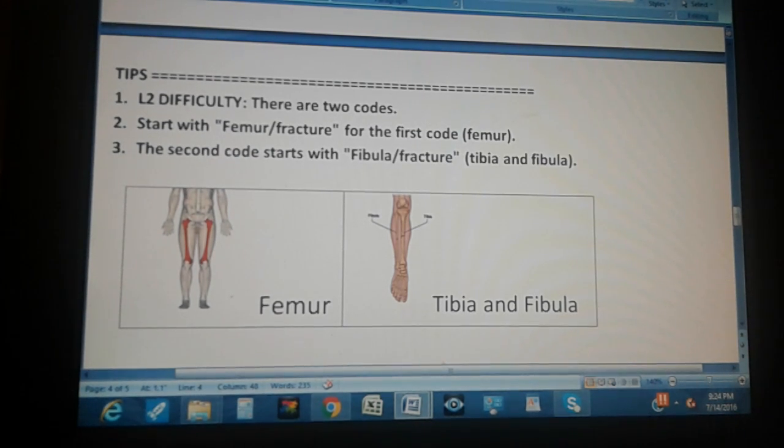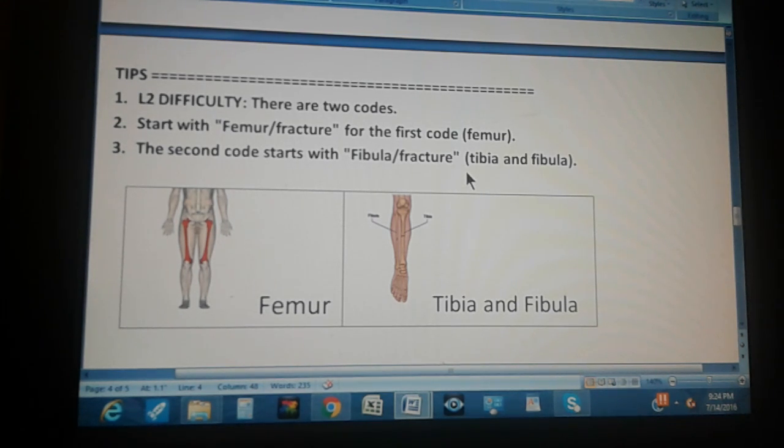The second code, we start with fibula first and then fracture, right? Yes. The tibia and fibula. Because we're studying the tibia and fibula, you have to choose which is the shortest path, and after analyzing, we could have started with tibia, but it's a longer path. With fibula, it's shorter. So you start with fibula and then fracture, and somewhere there the tibia is also going to be included.